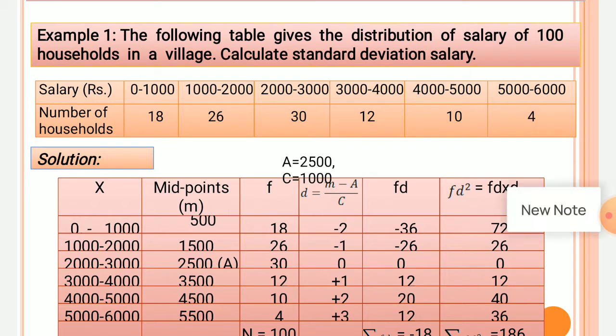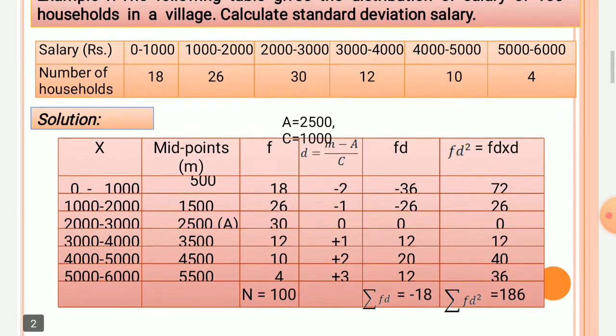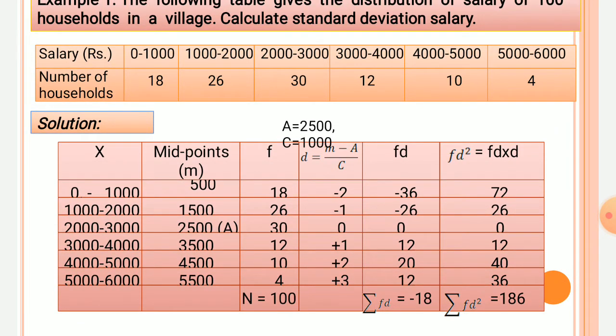So in the first column, salary means the class interval: 0 to 1000, 1000 to 2000, 2000 to 3000, 3000 to 4000, 4000 to 5000, and 5000 to 6000. This is the exclusive class interval.